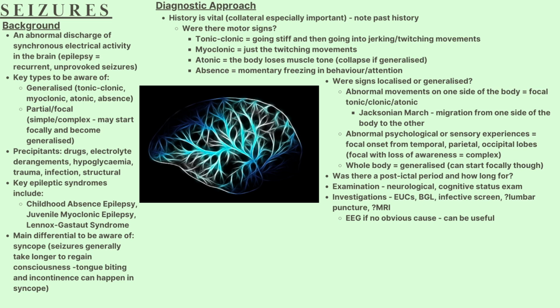If there are abnormal psychological or sensory experiences, these are usually focal and can be from the temporal lobe, the parietal lobe, or the occipital lobe. And a focal seizure with loss of awareness is known as a complex seizure.